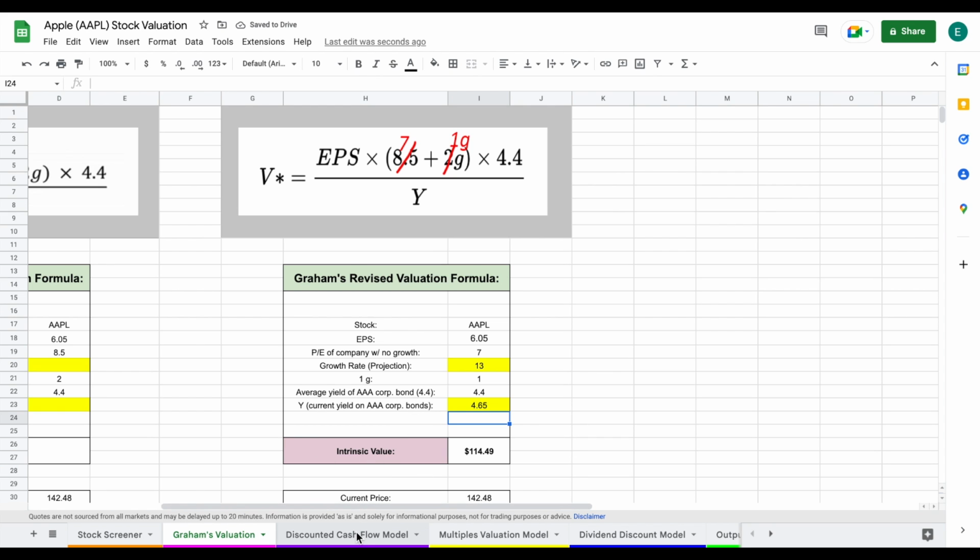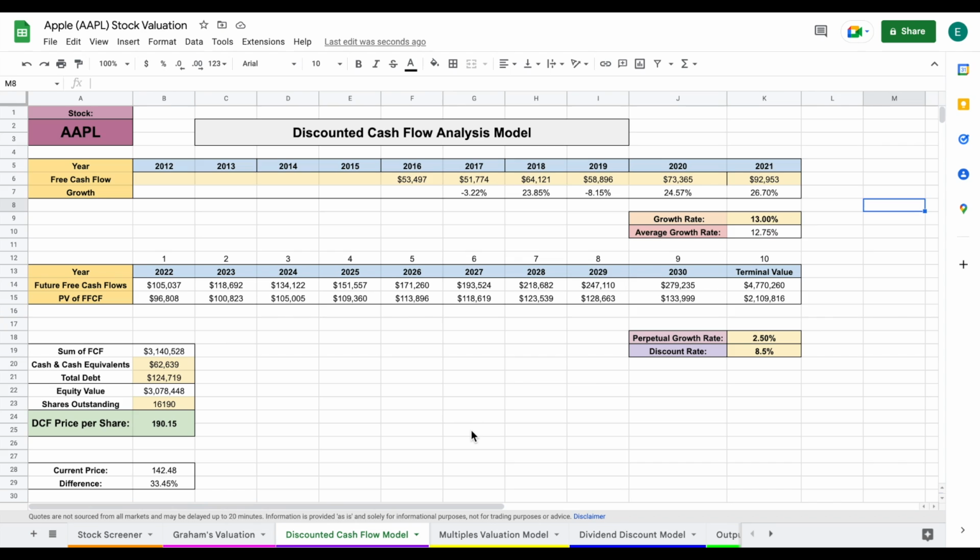Now, the next valuation we're going to look at is one of the best ways to value a company, in my opinion, and that's the discounted cash flow analysis. And in order to perform this valuation, we need to project a growth rate to the future free cash flows for this company. So what we do is we plug in the historical free cash flow over the past few years, and we can see they've had pretty good free cash flow growth year over year. Overall, pretty positive. We can see they have an average growth rate of about 12.75%. So moving forward, I'm projecting a growth rate of about 13% for this company to the future free cash flows.